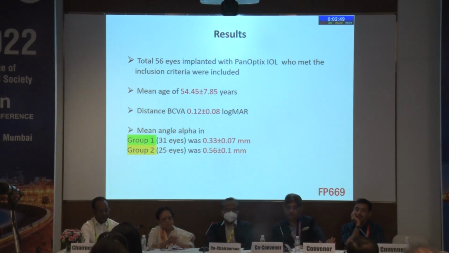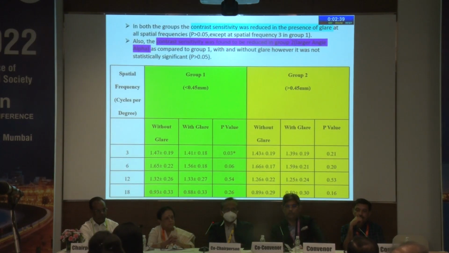Distance best corrected visual acuity mean was 0.12 logMAR units. Mean angle alpha in group 1 was 0.33 millimeters, whereas in group 2 it was 0.56 millimeters. In both the groups, as we can see in this table, the contrast sensitivity was reduced in the presence of glare. Without the glare it was better, in the presence of glare it was less in both the groups, but this was statistically not significant except at the spatial frequency of 3, where it was statistically significant.